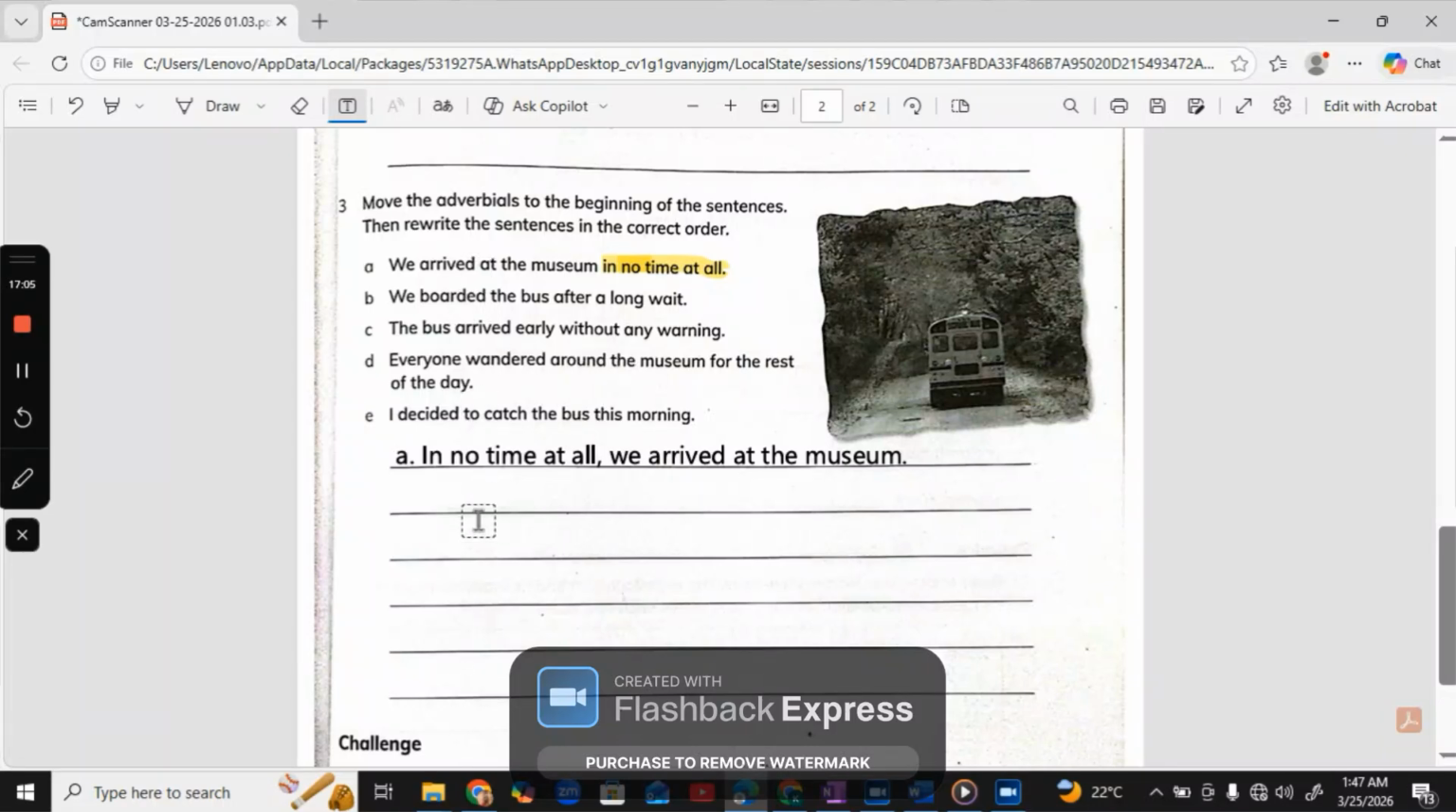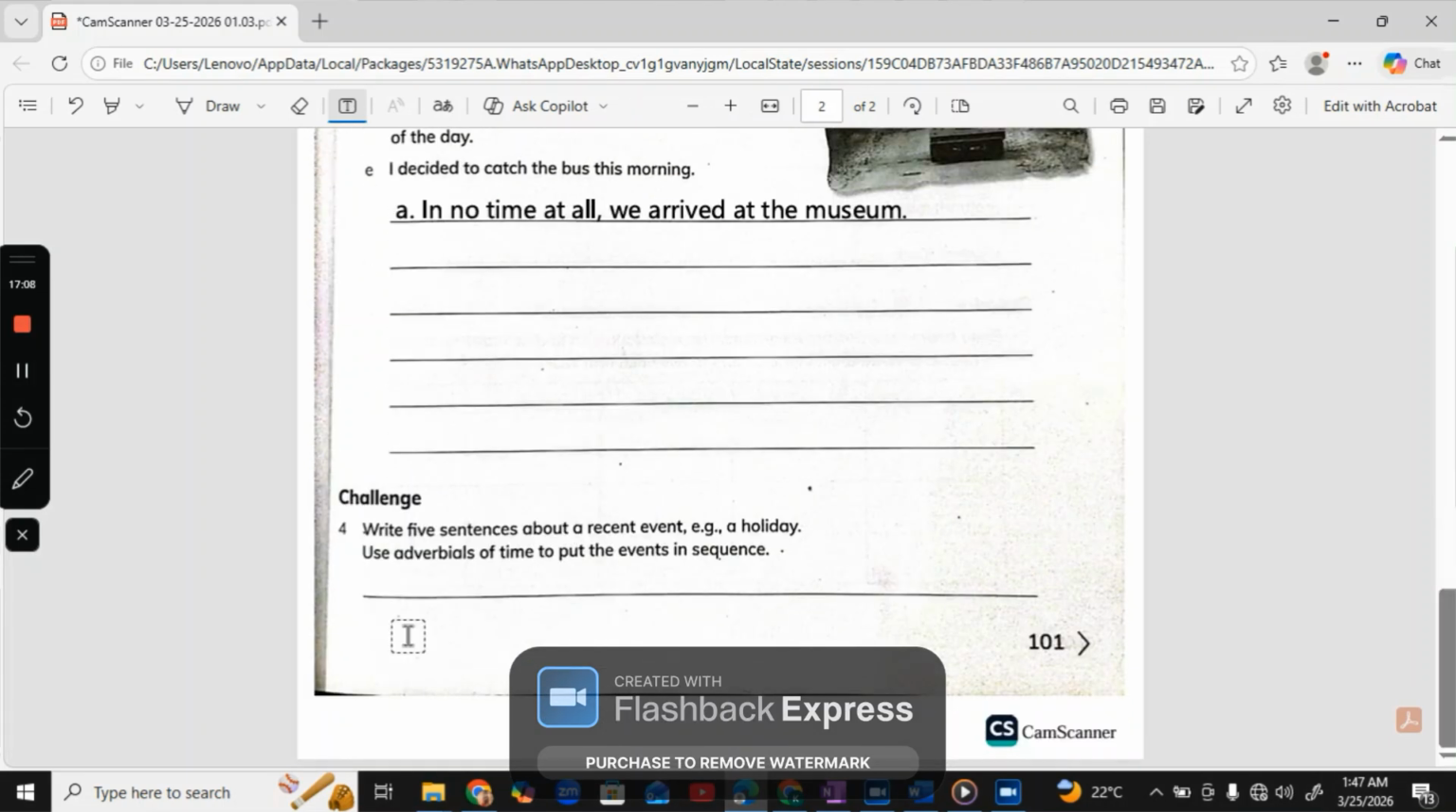After completing this exercise, write 5 sentences about a recent event. If there was a holiday or something like that, any event that you have attended. For example, if you attended a party, an Eid Milan party, or there was a festival which passed recently, which was Eid ul Fitr. All right, so write the sequence of what you did on Eid ul Fitr. Write 5 sentences if you want. If you want to write about any other event, you can also choose to write that. Make sure to use adverbials of time and put the events in sequence.